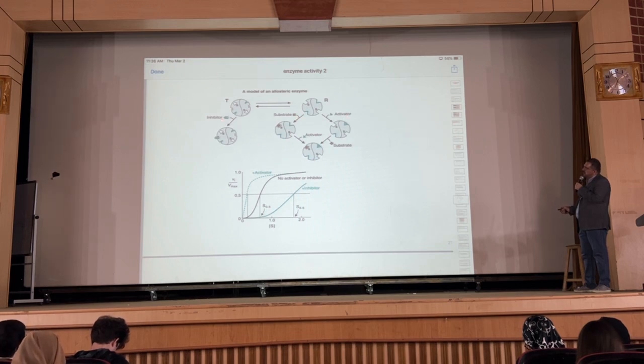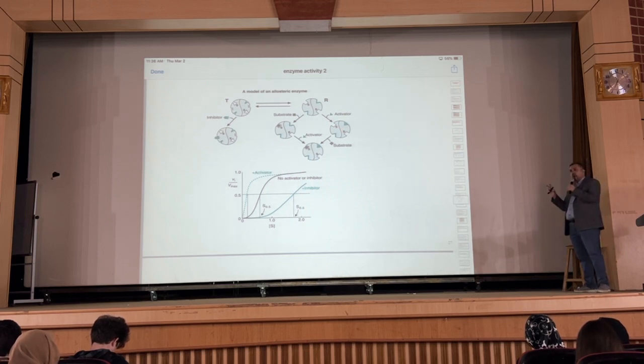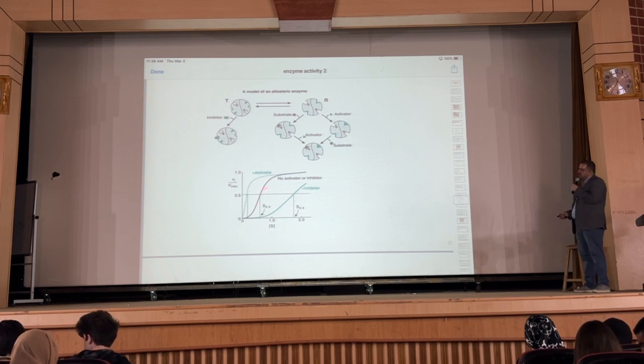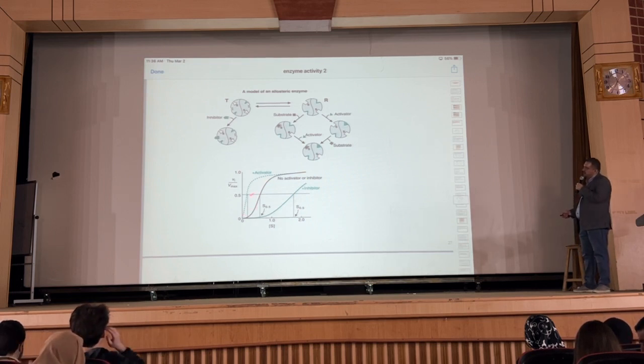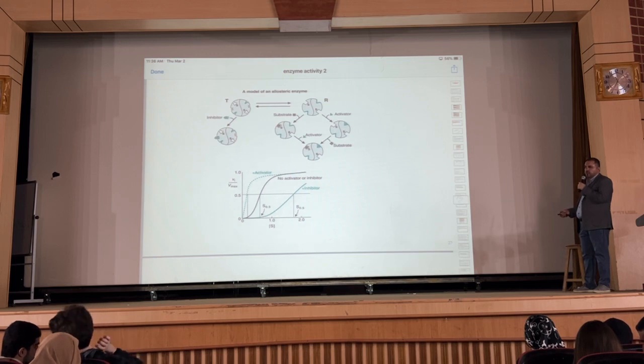Here there is a specialized site for the inhibitor, and a specialized site for the activator. For the substrate also there is a specialized site, usually one. But sometimes the same active site for the substrate can be used by the allosteric substance, activator or inhibitor. If there is an activator, the sigmoidal curve is shifted to the left. If there is an inhibitor, it will be shifted to the right.